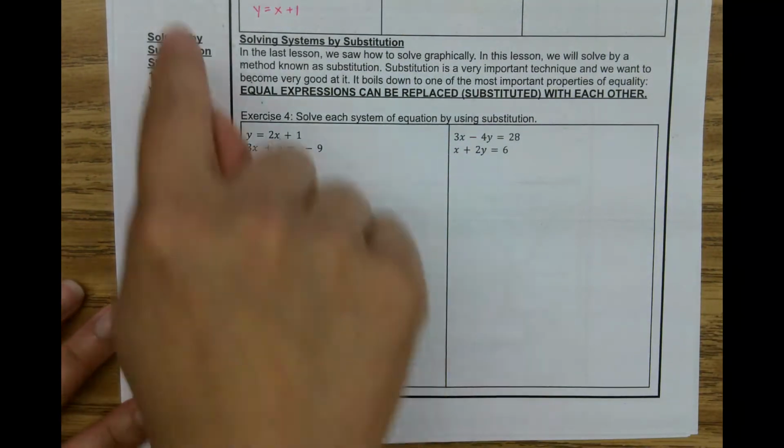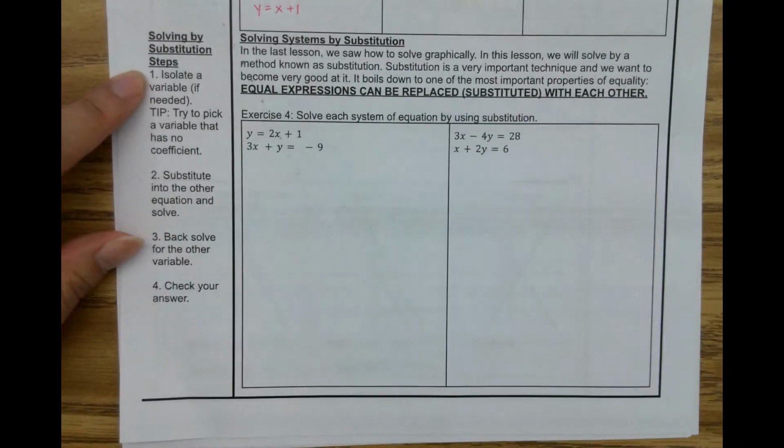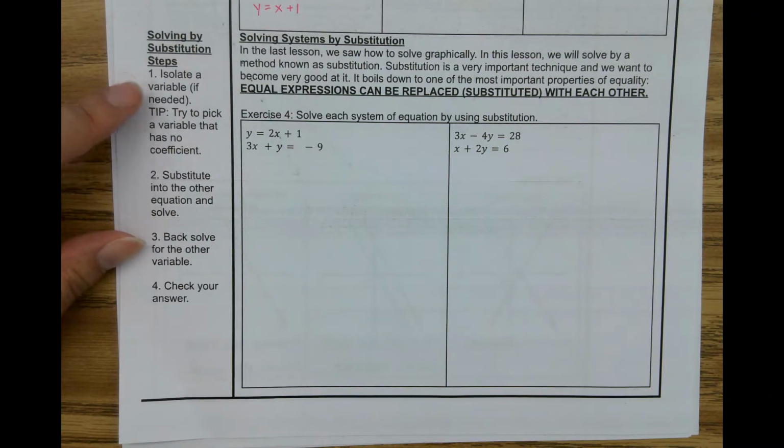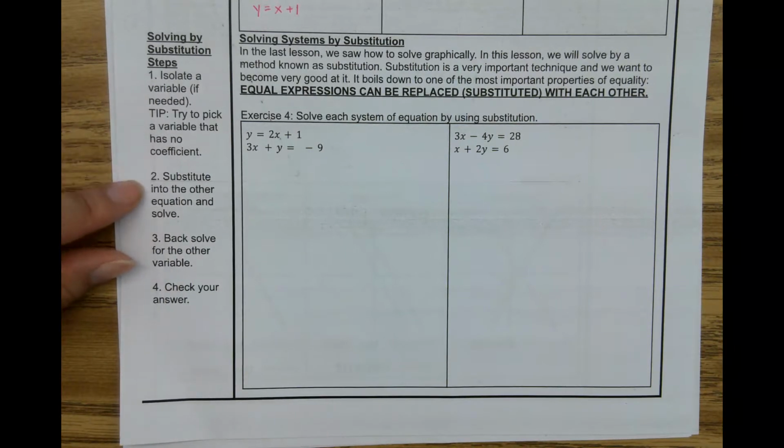So here are the steps. Step 1, we're going to isolate a variable. So we're either going to get x or y by itself first, if it isn't yet. The tip is to try to pick a variable that has a coefficient of 1. So actually, I shouldn't say no coefficient. We don't see it, but it's a coefficient of 1. Once we do, we're going to substitute it into the other equation and solve it. And then last, we're going to back solve for the other variable and check our answer.